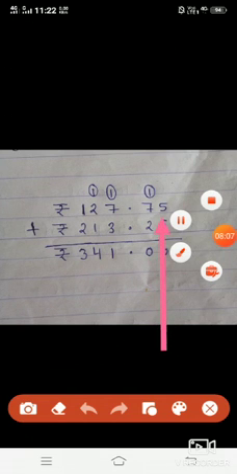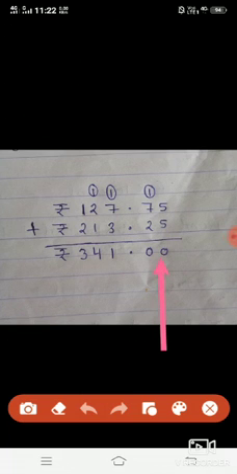Students, we know very well, 5 plus 5 equals 10, so we will take 1 carry. Now we will add 2 plus 7 plus 1, then we get 10. Now we will take 1 carry, and we will apply the point here. Now we will add 1 plus 7 plus 3, then we get 11, so we will write 1 here, and we will take 1 carry, and now we will add 1 plus 2 plus 1, then we get 4. And finally we will add 1 plus 2, then we get 3. So the answer is 341 rupees 0 paise.